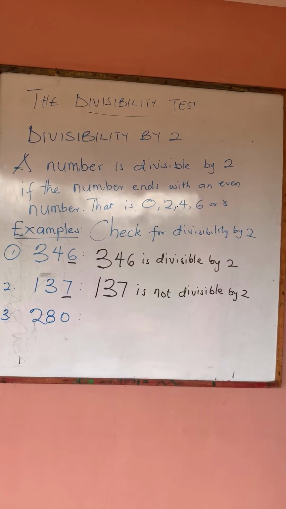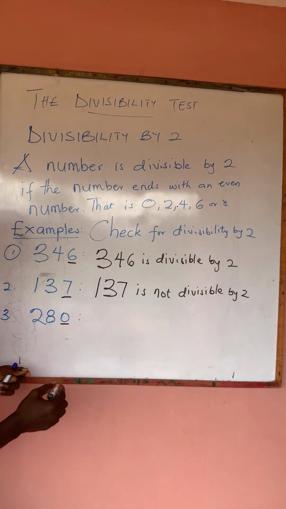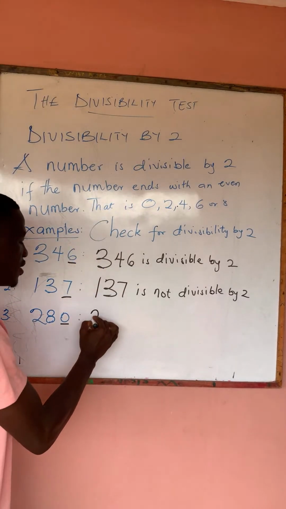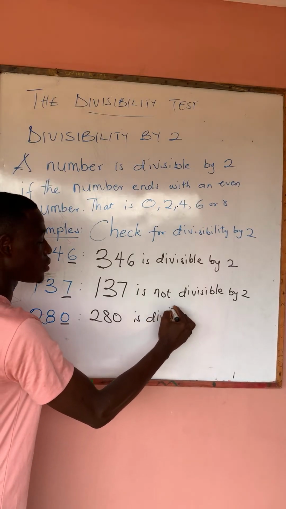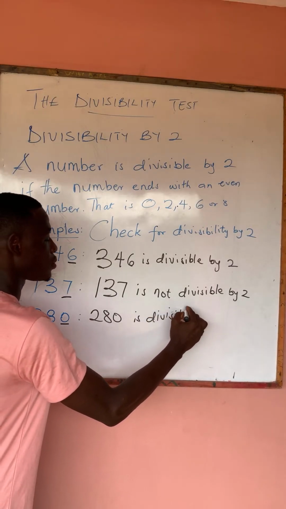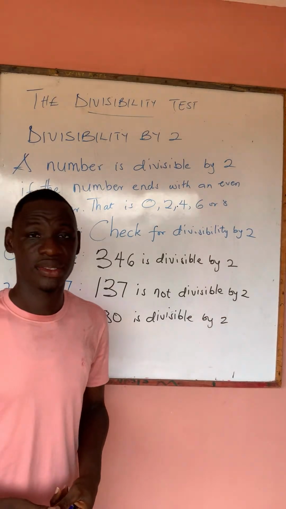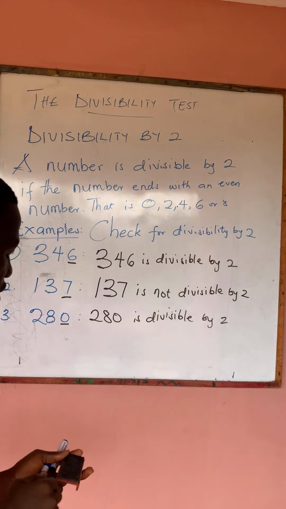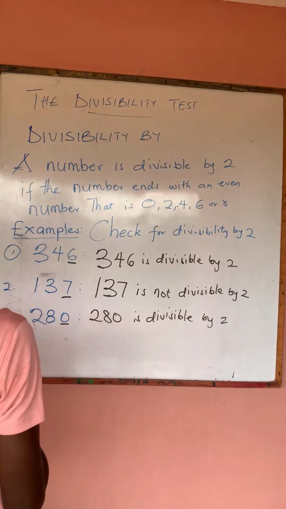Alright, so let's get to our solution. Since the last digit here is 0, and 0 is part of the set of even numbers, we can say that 280 is divisible by 2. Does everybody understand it? But let's move on to our next test. We're going to do divisibility by 3.